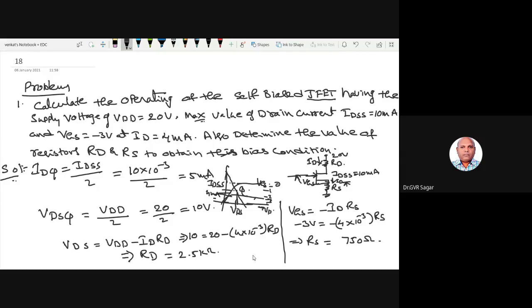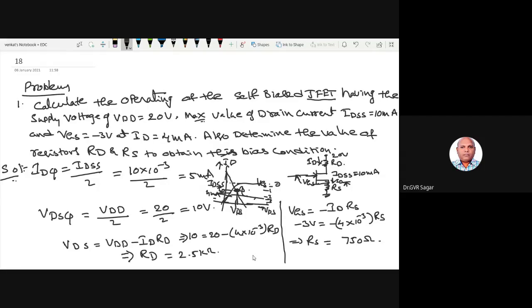X-axis VDS is present. Y-axis ID is present. So VDS and ID key point, I'm thinking the operating point should always be exactly at the center of the pinch-off region. In the pinch-off region we draw the key point exactly at the center.